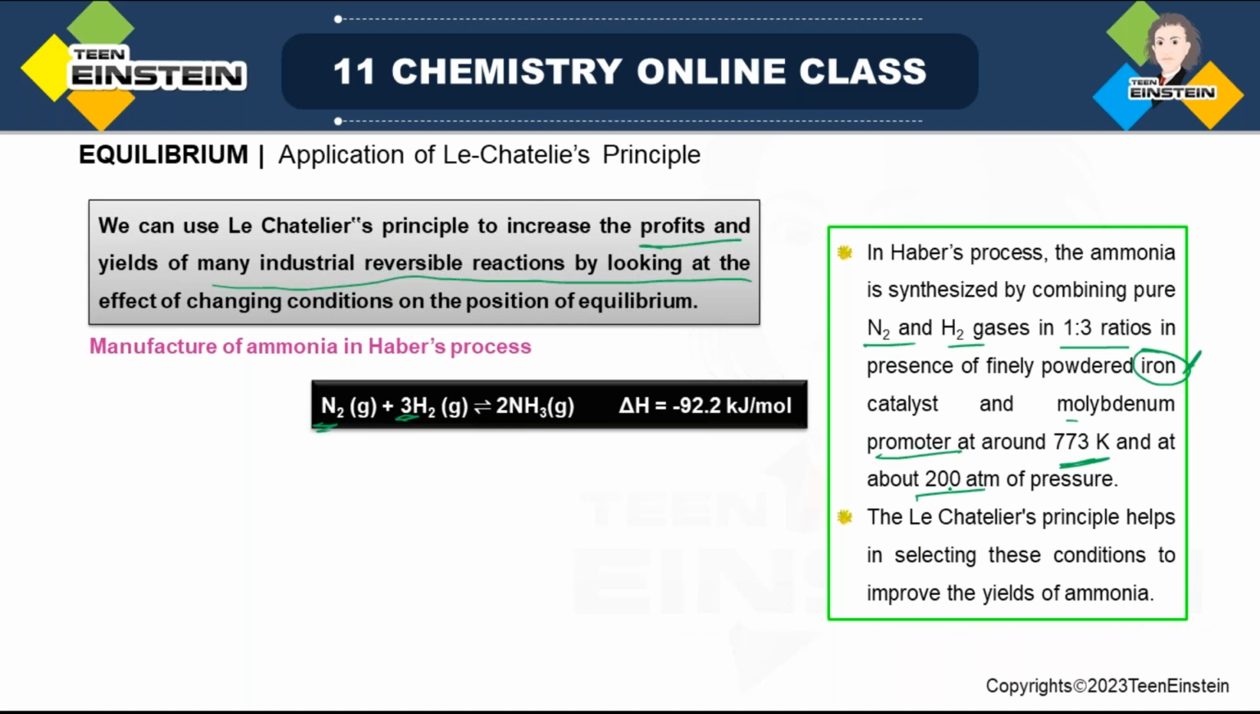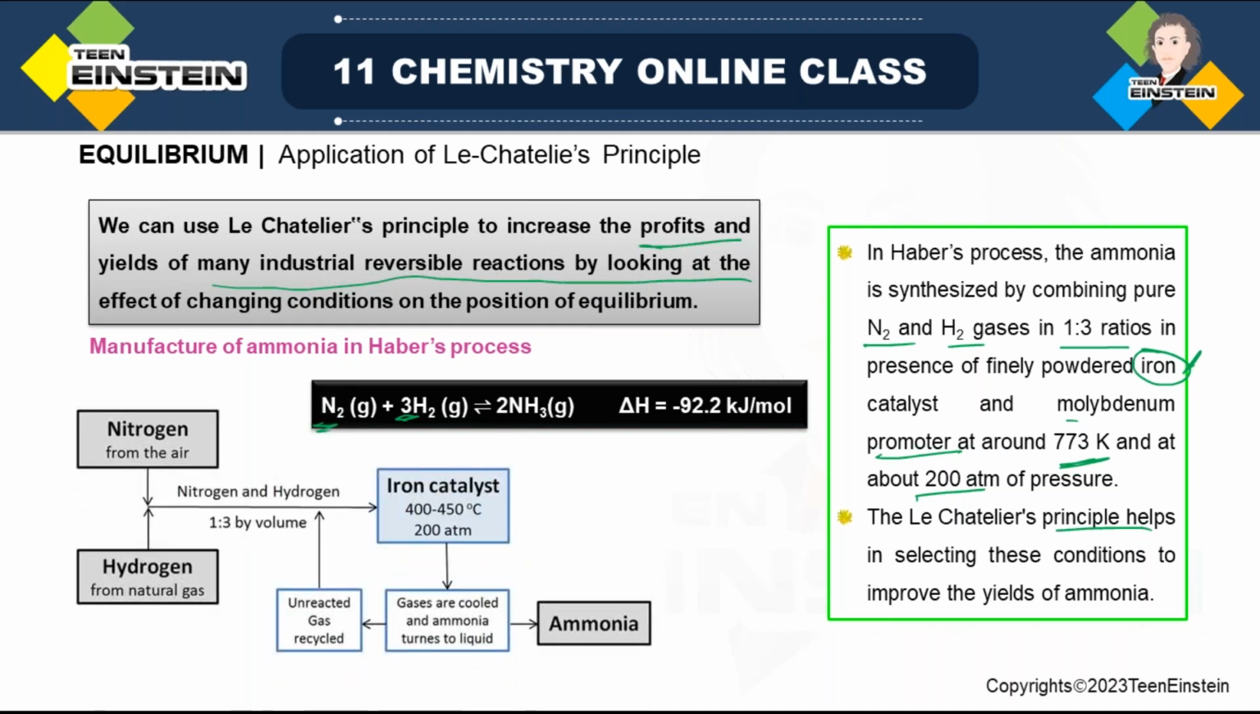So how have we selected these conditions? That is basically based on Le-Chatelier principle. This principle helps in selecting these conditions so that we can maximize the yield of ammonia. So here we have this diagram: nitrogen from air, hydrogen from natural gas, 1:3 ratio by volume, or you can say mole ratio 1:3, iron catalyst, 200 atmosphere pressure, and this is the temperature range maintained. 773, it is around 500. In different textbooks you can see some difference, but it is more or less around 450.